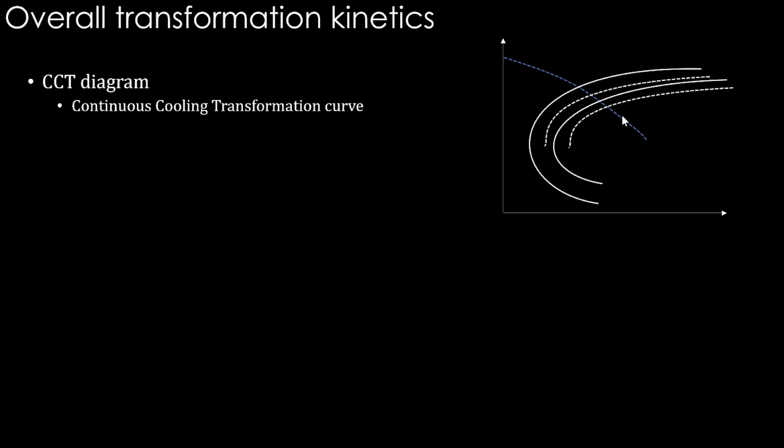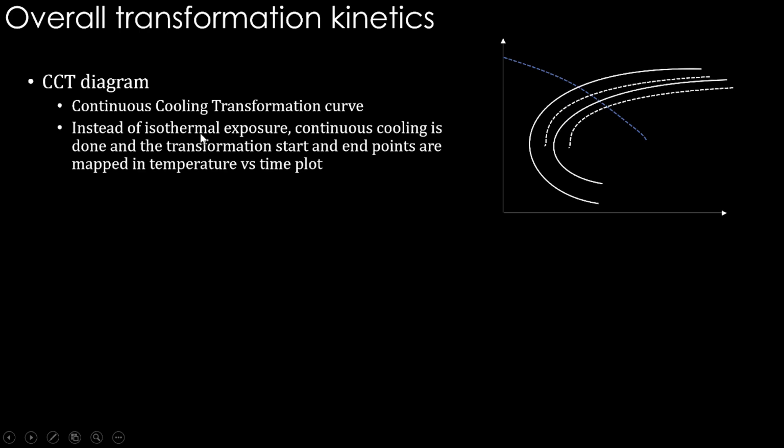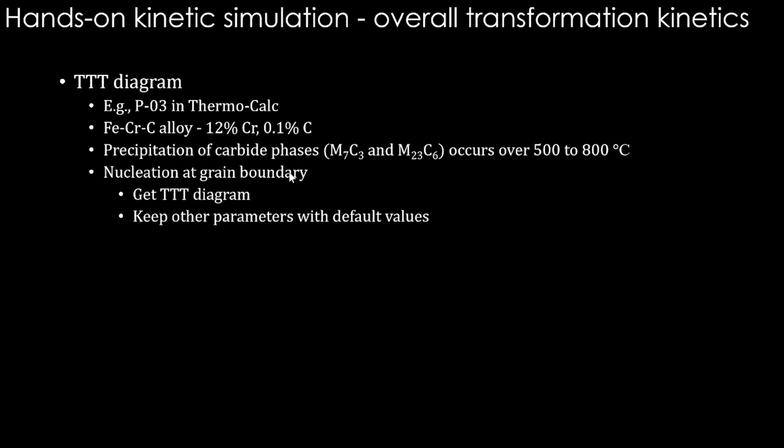So these dotted lines are the CCT diagrams and the solid lines are the TTT diagrams. So this is what has happened. Instead of isothermal exposure, continuous cooling is done and the transformation start and end points are mapped in a temperature versus time plot. Okay, this is also quite a useful diagram. Let's see how to simulate one of them, the TTT diagram.